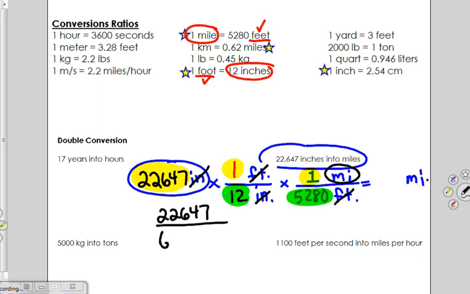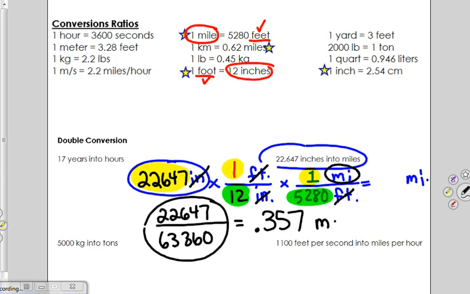It's 63,360. So again, I multiplied the yellow numbers and put it up top, multiplied the green numbers, put it on the bottom. Now I have this fraction I need to divide, and I will be done. If I take that 22,647 divided by 63,360, you should get 0.357 miles. And we successfully went from inches to miles.